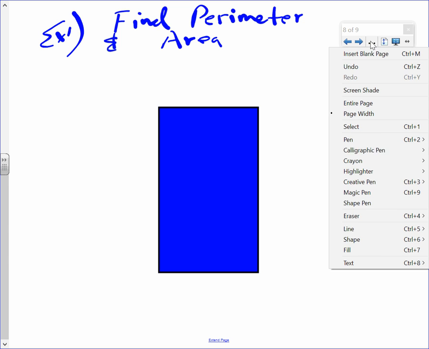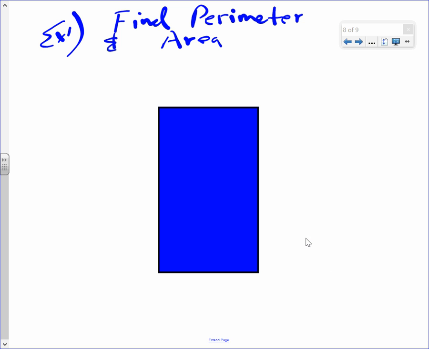Veteran students, again, you should be laughing right now. Let's make the width x plus 1. Let's make the length x plus 7. How about that? First number that came to my mind. Let's find the area and perimeter.